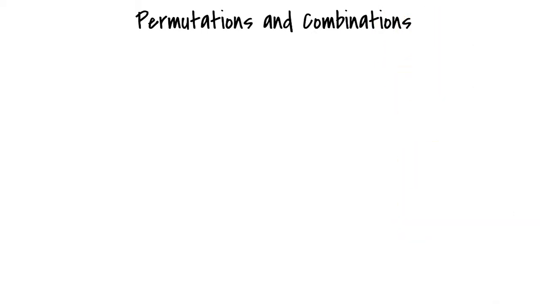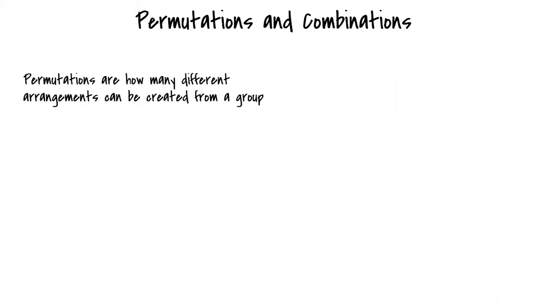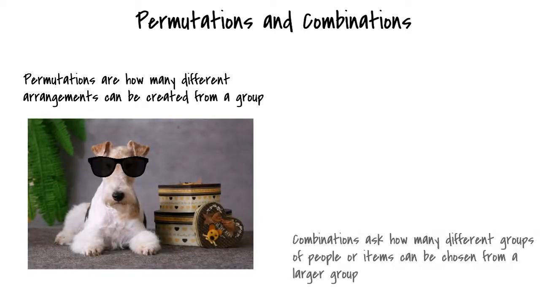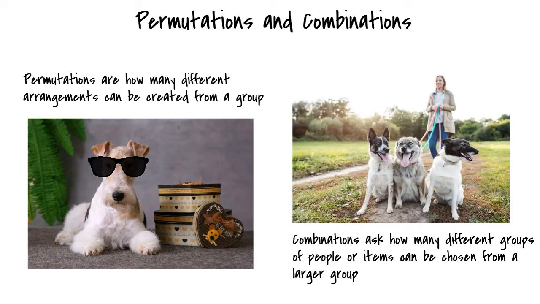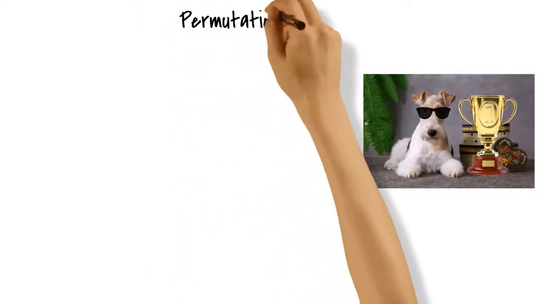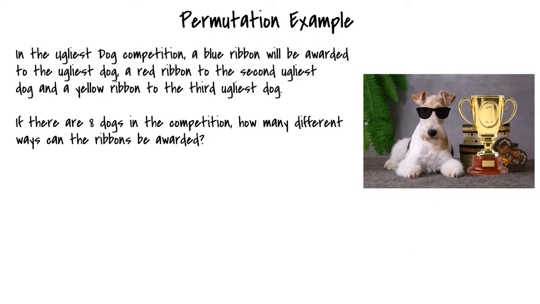Permutations and combinations. Permutations are how many different arrangements can be created from a group. Combinations ask how many different groups of people or items can be chosen from a larger group. Here is a permutation example. In the ugliest dog competition, a blue ribbon will be awarded to the ugliest dog, a red ribbon to the second ugliest dog, and a yellow ribbon to the third ugliest dog. If there are 8 dogs in the competition, how many different ways can the ribbons be awarded?